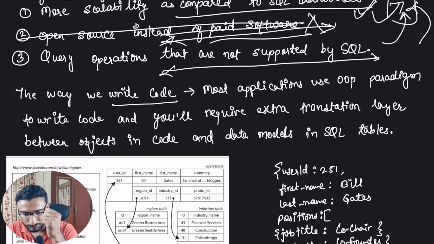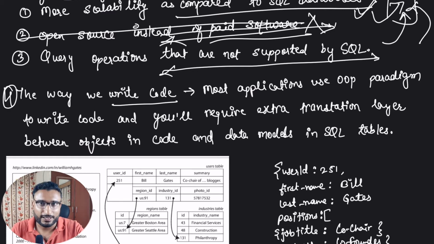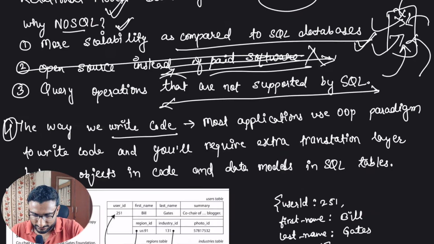Now, one more thing: how we write code. This is again related to point number 4, why NoSQL was introduced, and it can be a very good reason to put our point forward for why I want to use NoSQL. So how we write code, right?